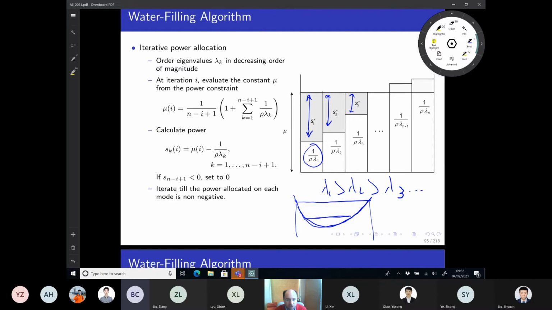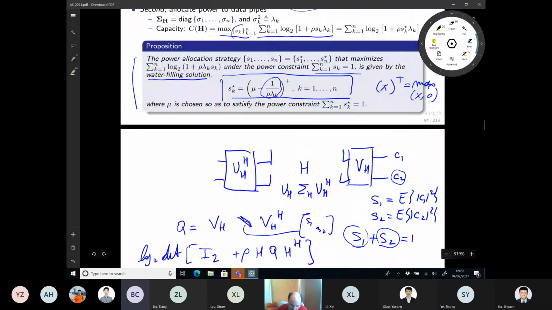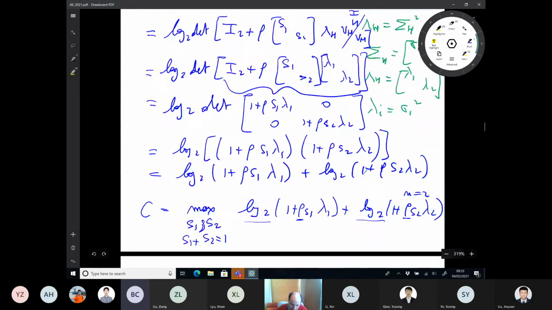But the main thing that you need to understand here is that the stronger an eigenmode, the more power you allocate. And so mu here is a constant that you have to calculate based on this constraint: the sum of those powers is equal to 1. Right. So let's do that. This is what is done here.